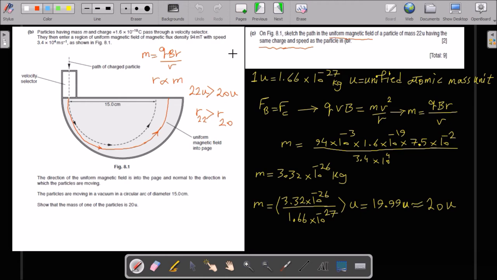because it is said that the particles are moving in a vacuum in a circular arc, the magnetic force should be equal to the centripetal force. Magnetic force for a particle is QVB sine theta, with theta in this question being 90, so you should ignore it, equal to centripetal force, which is MV squared divided by R. If you simplify, you will get M equal to QBR divided by V. If you substitute numbers, you get M equal to 3.32 times 10 to the power negative 26 kg.